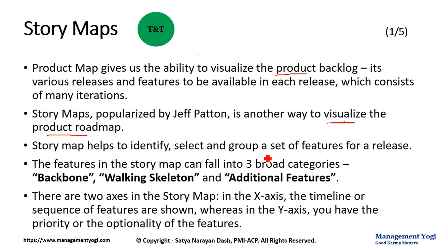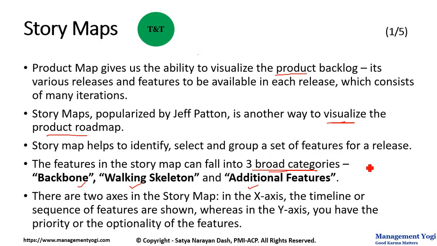The features in the story map can fall into three broad categories, and these three categories are important to know: backbone, working skeleton and additional features. There are two axes in story map. In the x-axis, the timeline or sequence of features are shown, whereas in the y-axis you have the priority or the optionality of the features.